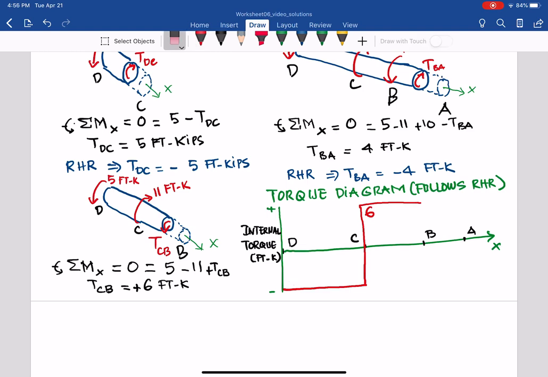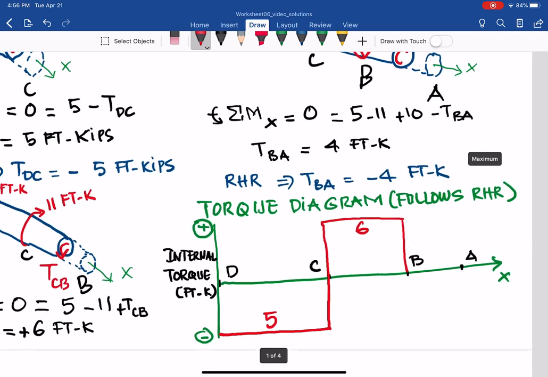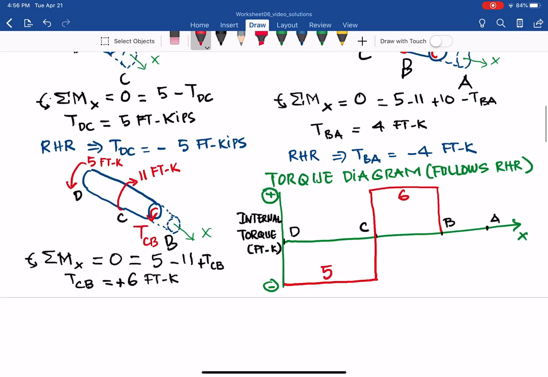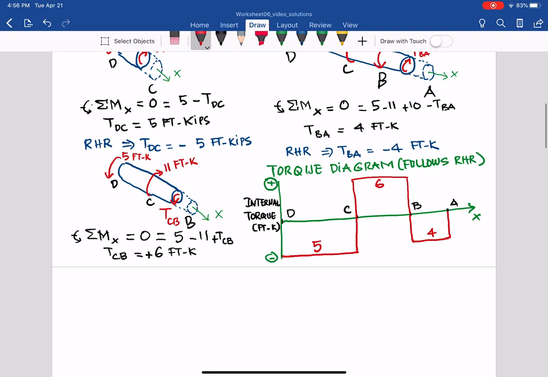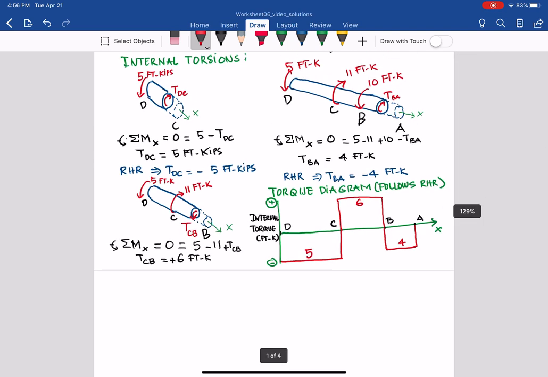Let me put it in the middle. So 5, and that is 6. It's negative for 5 and positive for the 6, and then it goes to 4 foot kips for T_BA, so it will be negative, so go down 4, and it goes the whole way, so it will be 4 foot kips. So that, as you can see, is the torque diagram.